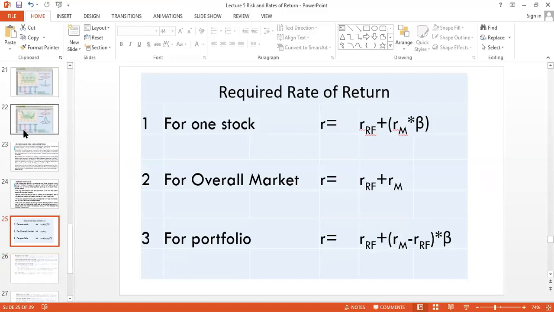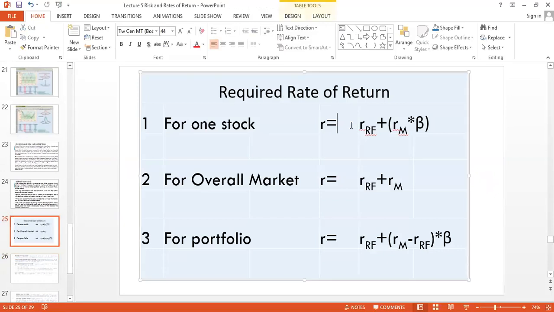Here is the formula of required rate of return. This is the formula if we have one stock and the required rate of return is required. The second one is if the required rate of return is required for the overall market, and the third one is in the case of a portfolio. So we have these three different formulas to calculate required rate of return.